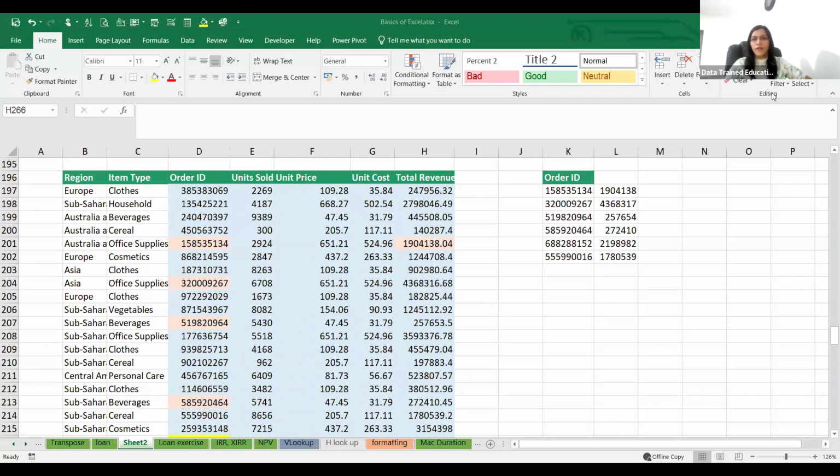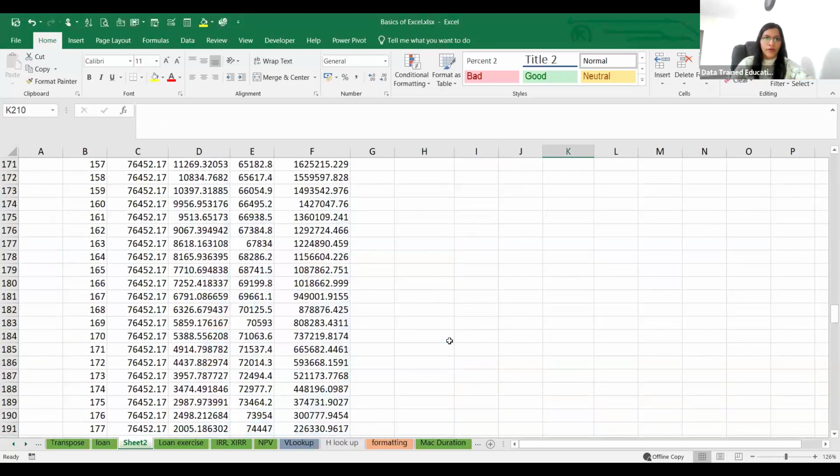What is relative cell referencing? See, in case of relative, you can take it example of anything. Here also you can take relative cell referencing. I will show you. Like unit sold, unit price. What is the total revenue? It will be multiply of this unit price and how many units are sold. That will give you total revenue. Okay, wait, I'll do it for you.